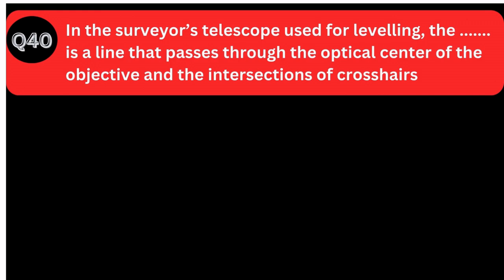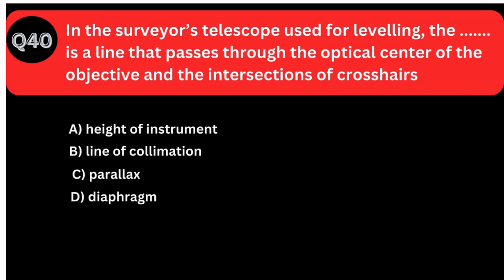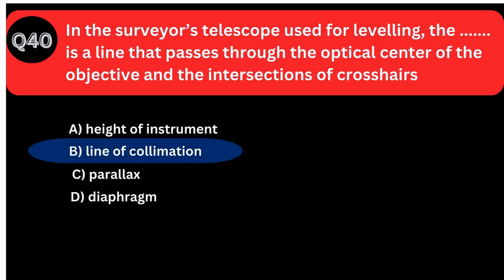In the surveyor's telescope used for leveling, blank is a line that passes through the optical center of the objective and the intersection of crosshairs. Options A, height of instrument, B, line of collimation, C, parallax, D, diaphragm. Answer B, line of collimation.